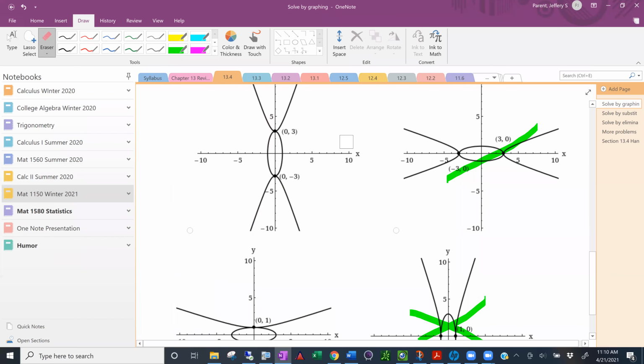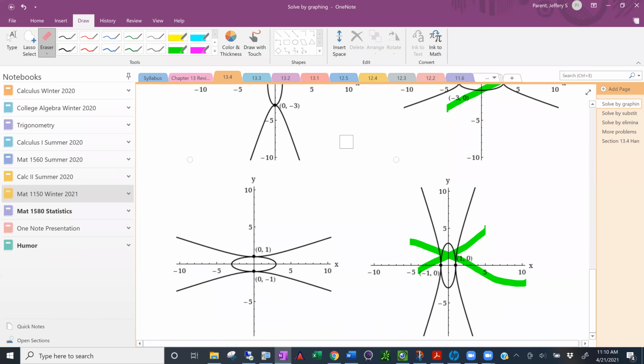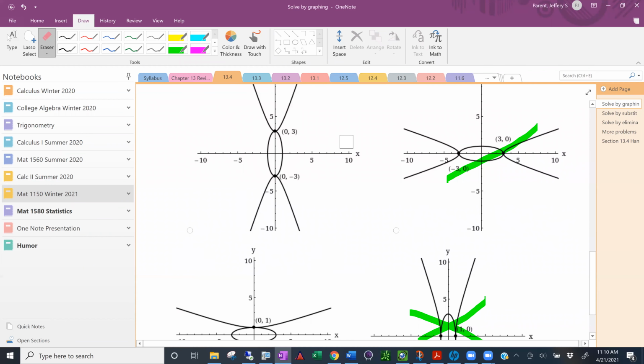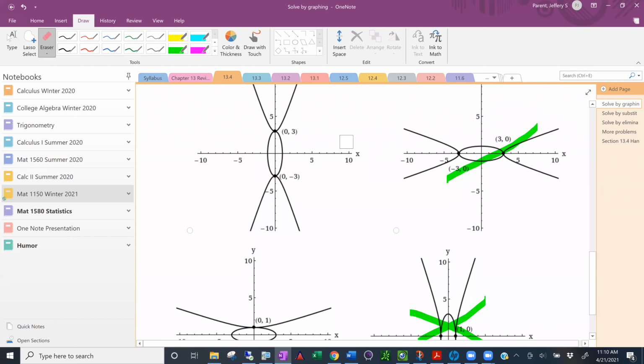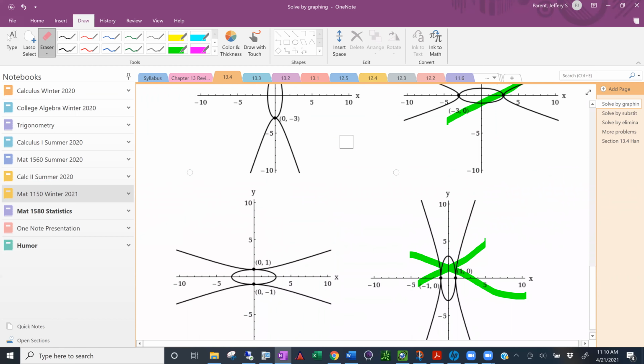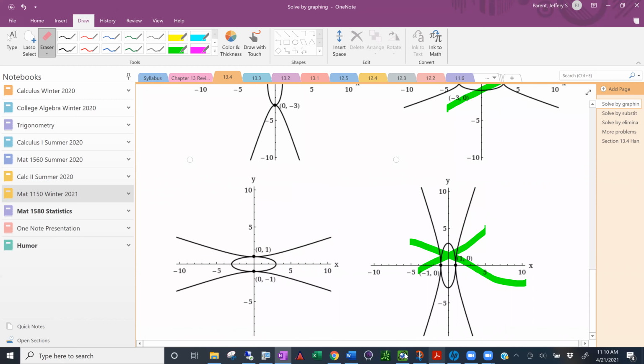But in thinking about our ellipse, we can actually narrow it down even further. Which one of these graphs does it have to be? Top one or the bottom one? Well, let's look back here.